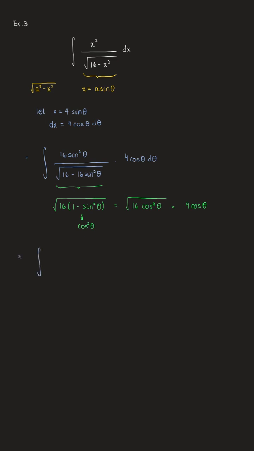So we have the integral of 16 sine squared theta. Now what was in the root has become a 4 cosine theta. And this is still times 4 cosine theta d theta. So you can see that the 4 cosine thetas cancel. I'm going to pull out the 16, and we have the integral of sine squared theta d theta.